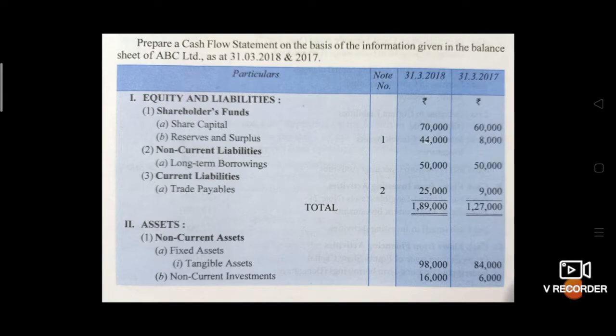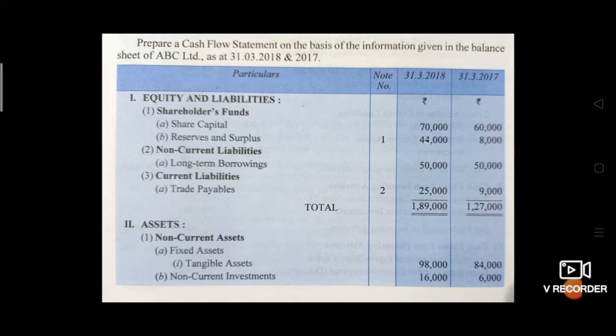See today's problem. Prepare a cash flow statement on the basis of the information given in the balance sheet of ABC Limited as at 31st March 2018 and 2017. First part is of equity and liabilities. In that, first shareholders fund, A share capital. It was 60,000 in 31st March 17 and it is 70,000 on 31st March 2018. Means there is issue of shares.